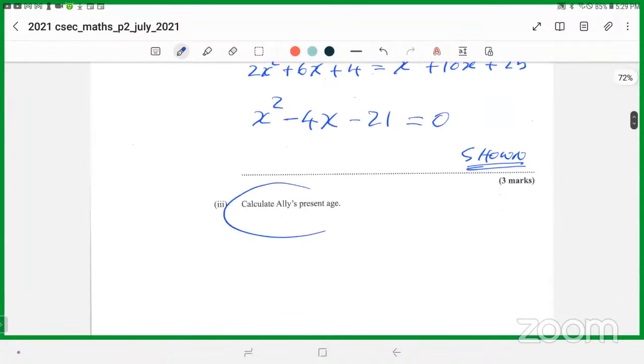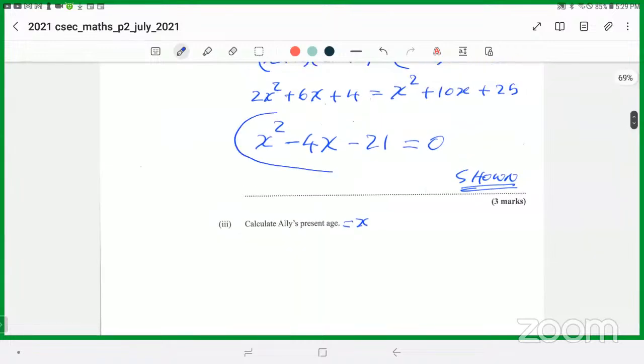It says calculate Ali's present age. In other words, they want us to calculate x. That's what that means. They're asking for x. So to find x, we just need to solve that equation. So we're going to start by saying x squared minus 4x minus 21 equals 0. This is easy to factorize because you know that the factors of that is only x and x.